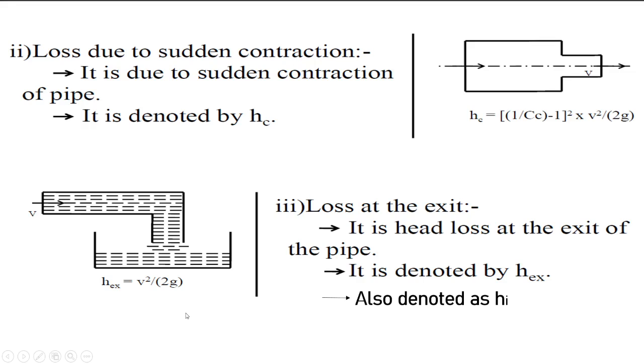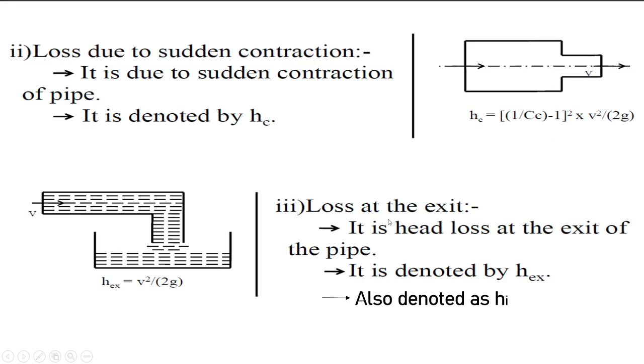Okay. Then we will move toward the second type of minor loss, that is loss due to sudden contraction. When the diameter of the pipe gets suddenly reduced, then the loss which occurs is called the sudden contraction loss. It is denoted by h_c. It is given by (1/Cc − 1)² × V² / 2g.